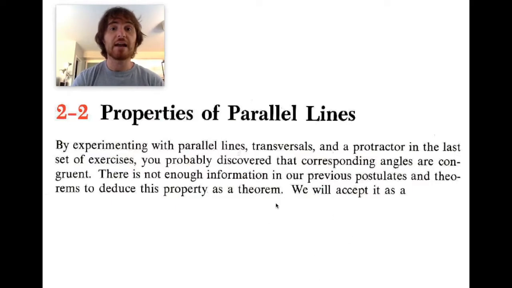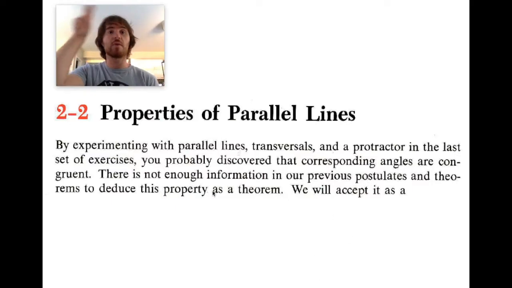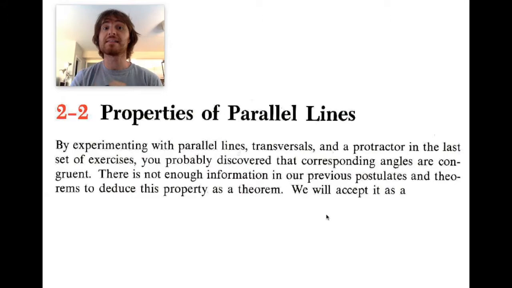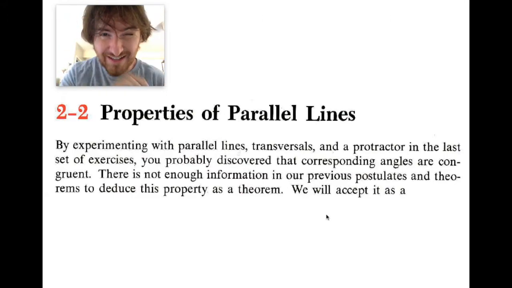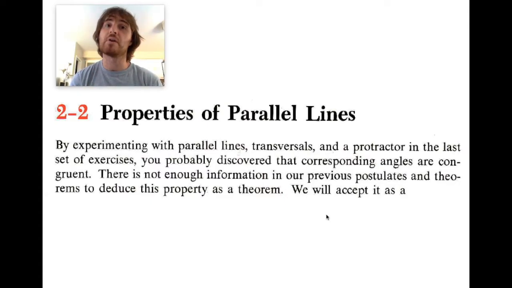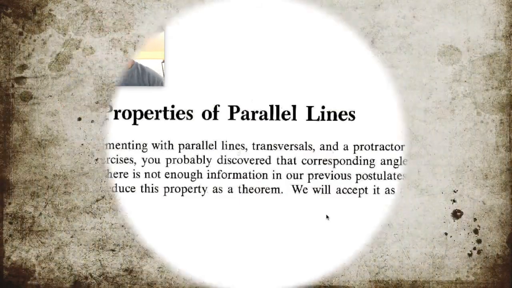It says there is not enough information in our previous postulates and theorems to deduce that property, that when you have two parallel lines cut by a transversal, the corresponding angles are congruent. There's not enough to deduce, to prove, right? So that means we begin today by accepting it as a what? I look at you. We can't prove it as a theorem, but we want to include it as a rule. It's known as a, wait for it. We'll just wait for the next slide. Let's get into it now.